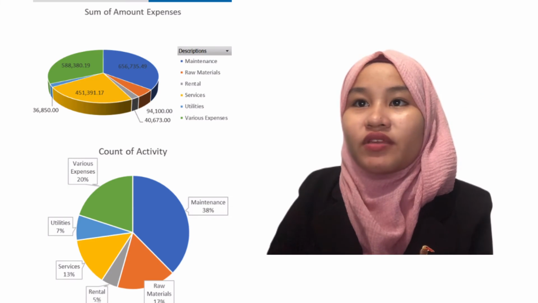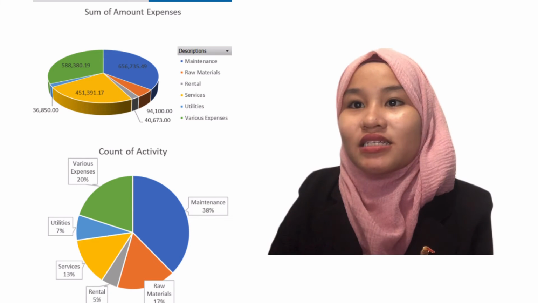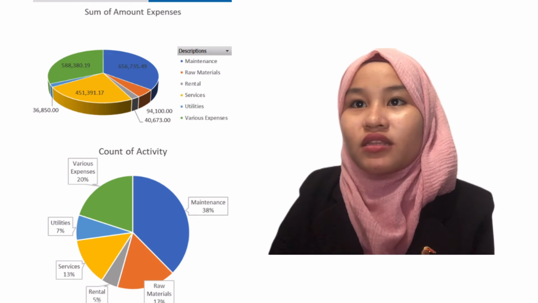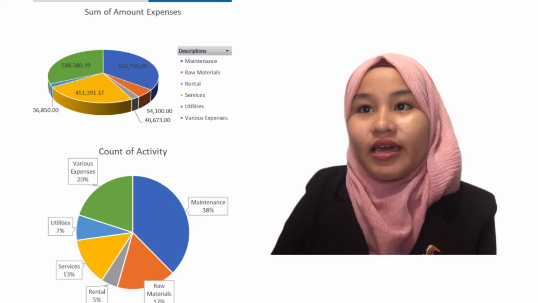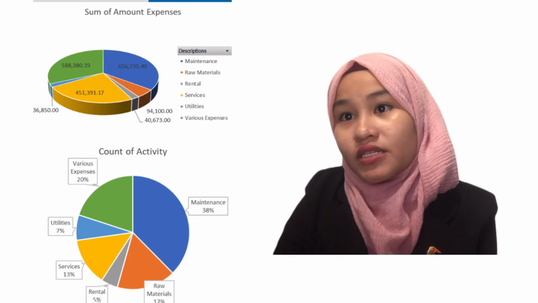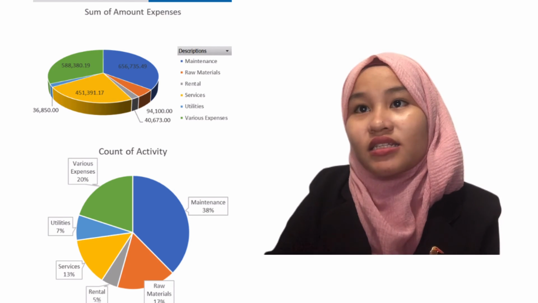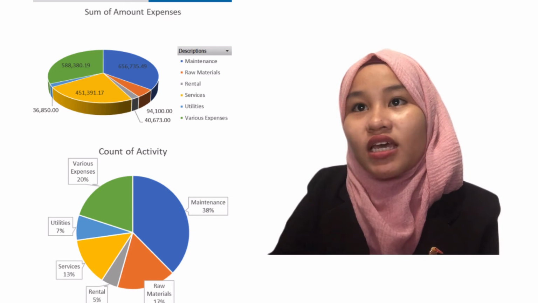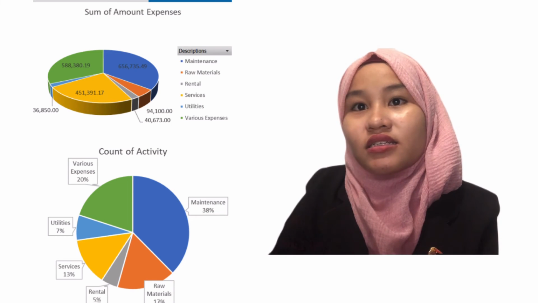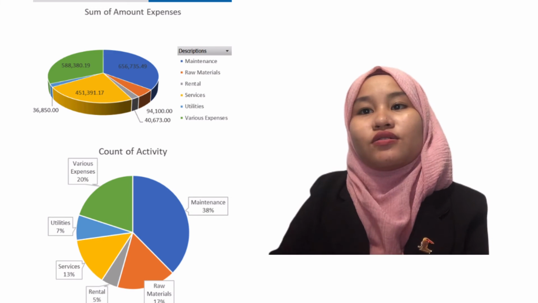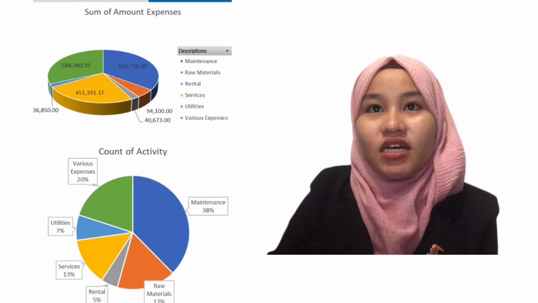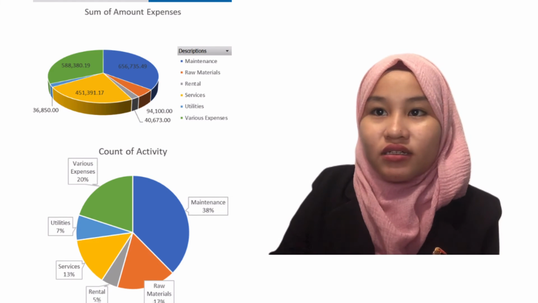We can see that not only rental, but utilities is only 7%, with 36,850 ringgit only for their expenditure. And looking at various expenses, the second highest, it is 20% of activities using the value of 588,380 ringgit 0.19. So the relationship between both total expenditure and total activity is parallel.